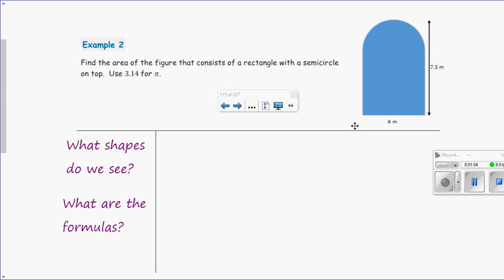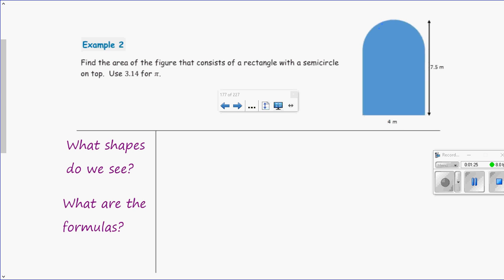The biggest problem that I see is that kids take numbers and they just multiply them. They just go, oh, 4 and 7.5, I guess I can get the answer from there. Well, a lot of times they're literally called complex shapes. So we're going to have to do a little bit more than just multiply those two numbers together. So first of all, pause it and write down what shapes you think you see there.